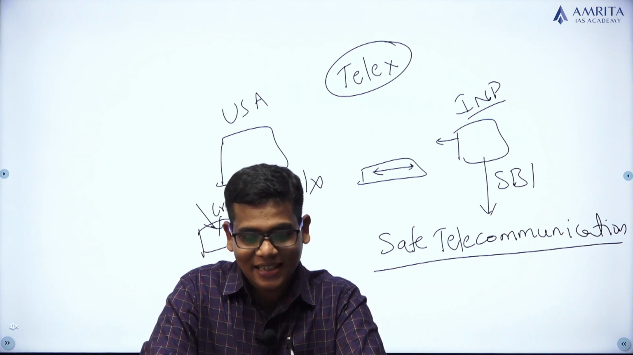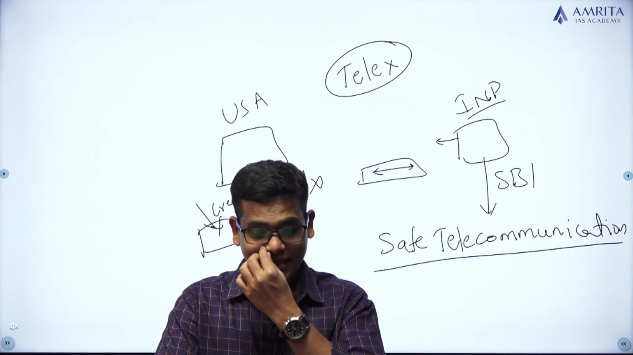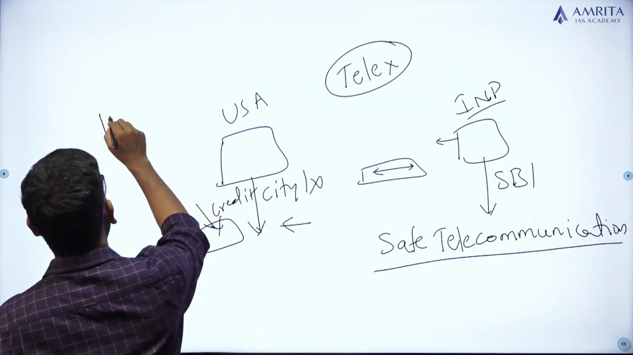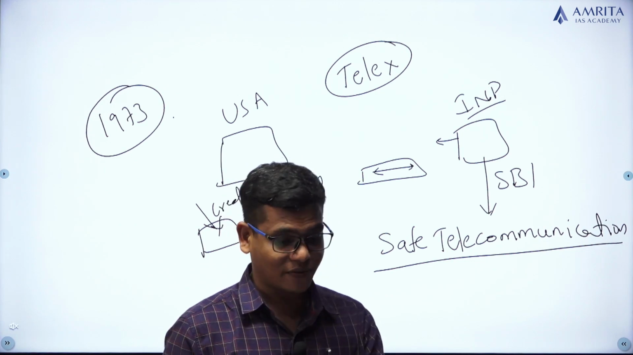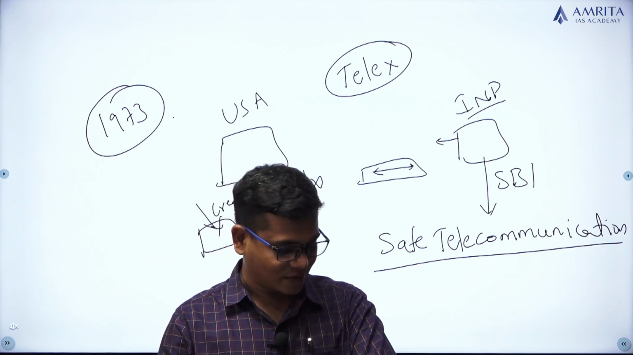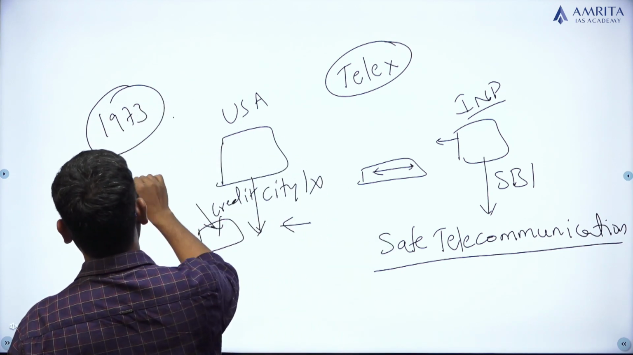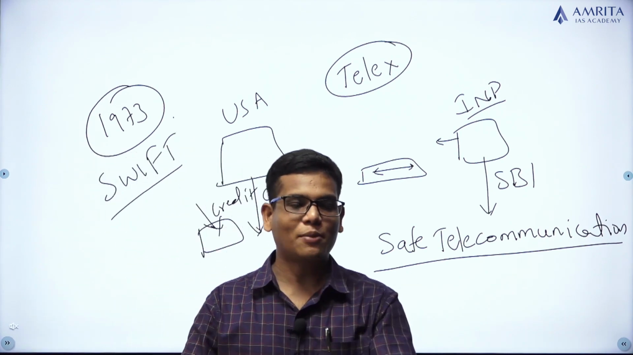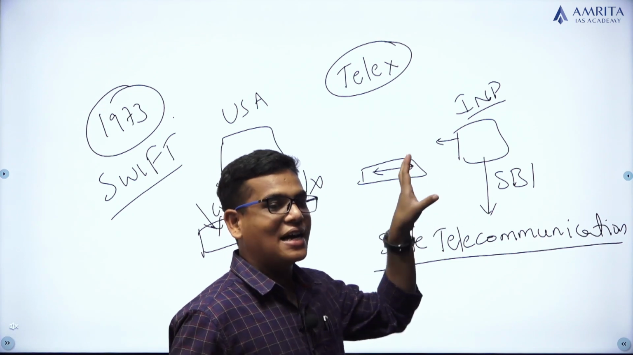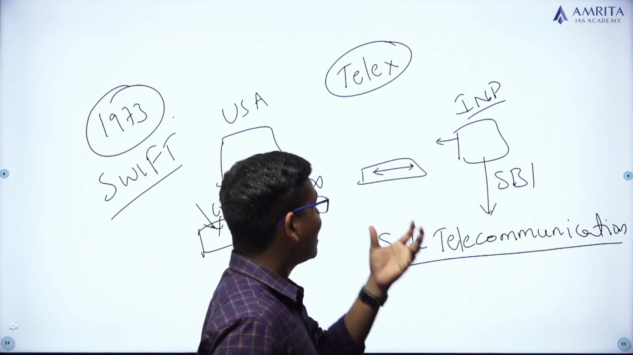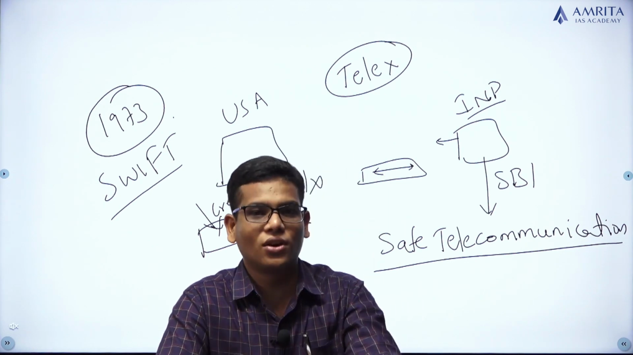But the speed of the TELEX was low, and there were even security concerns with it. That is the reason why in the year 1973 we started a cooperative society called SWIFT, the Society for Worldwide Interbank Financial Telecommunication. SWIFT is an upgraded version of TELEX. SWIFT will provide the safest communication for interbank financial transactions, and it is across the world.